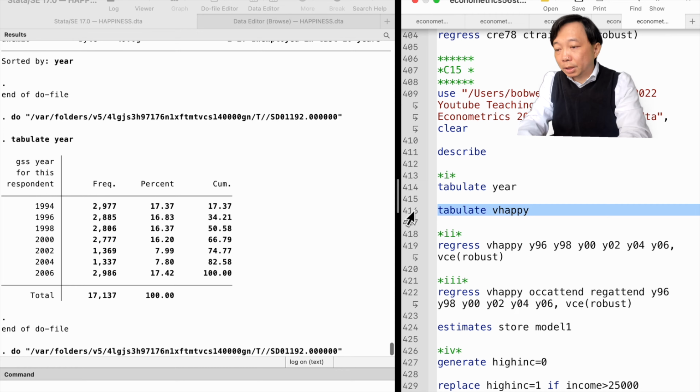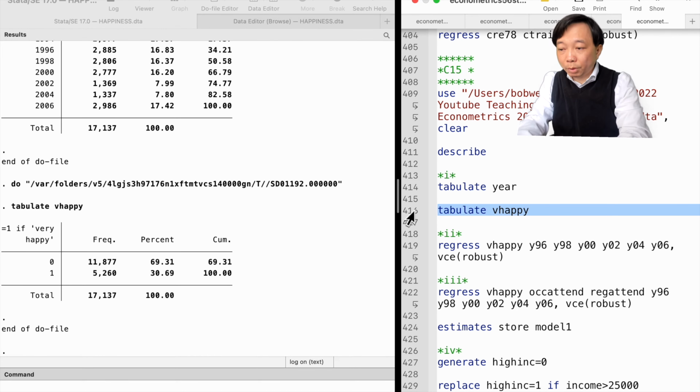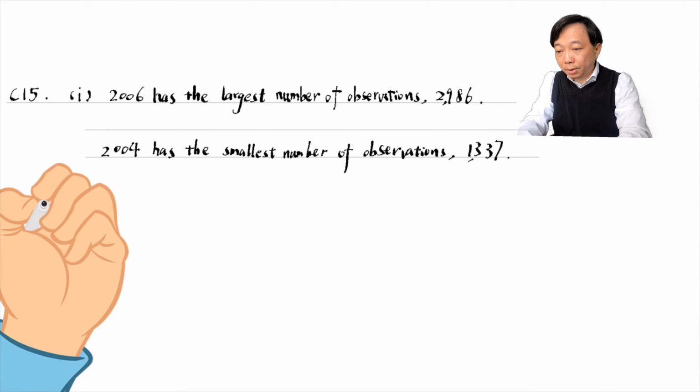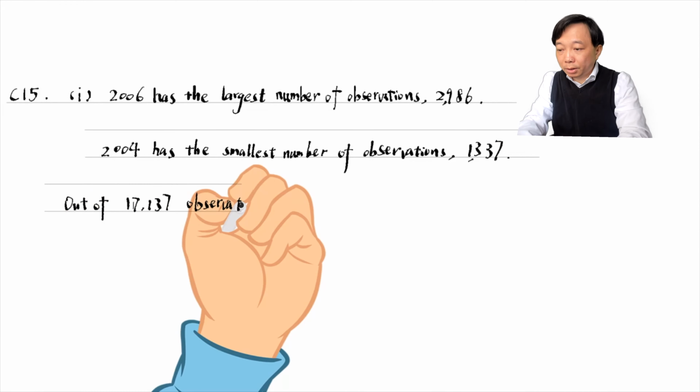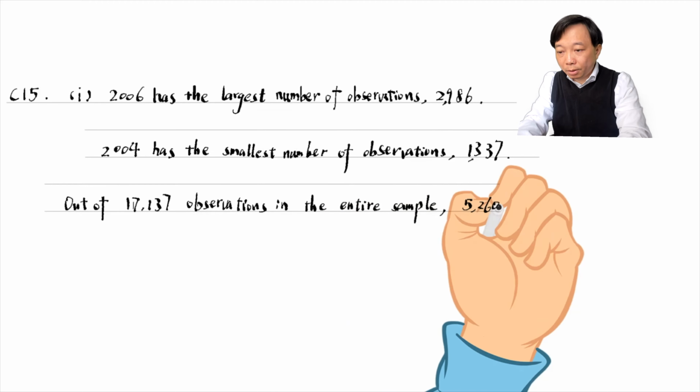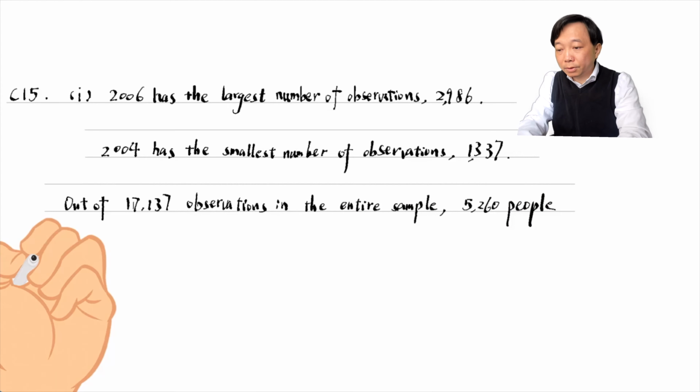Out of 17,137 observations in the entire sample, 5,260 people reported they were very happy, which is 30.69%.